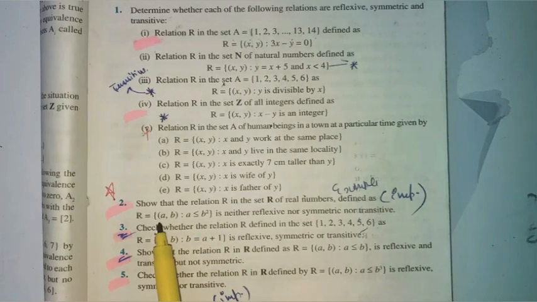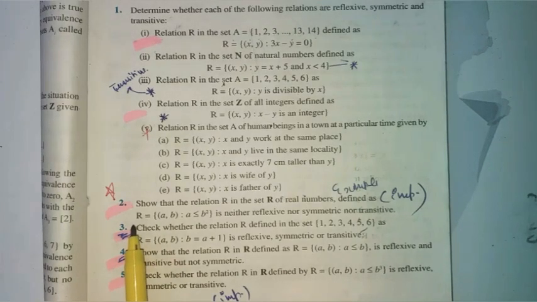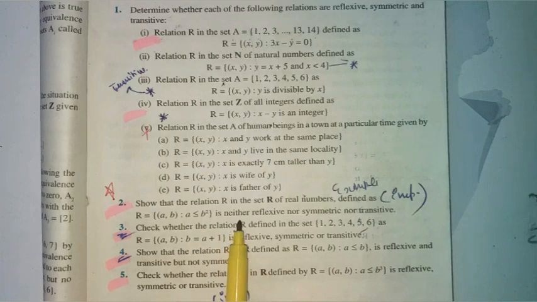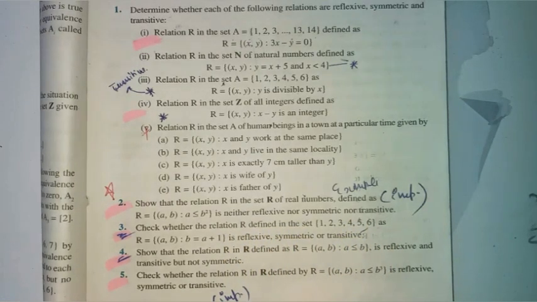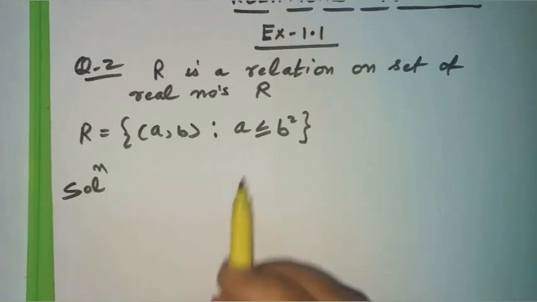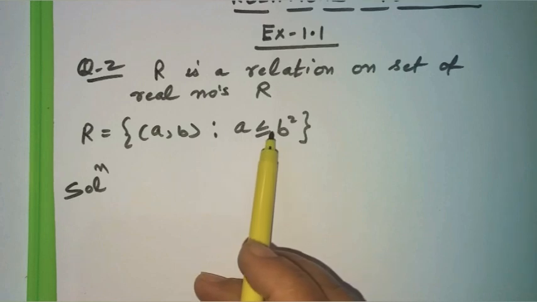This is the relation. Any ordered pair whose elements are real numbers can belong to the relation R if the first element is less than or equal to the square of the second element, and you have to show that this relation is neither reflexive nor symmetric nor transitive. We have read the question, and we know that a and b both are real numbers.